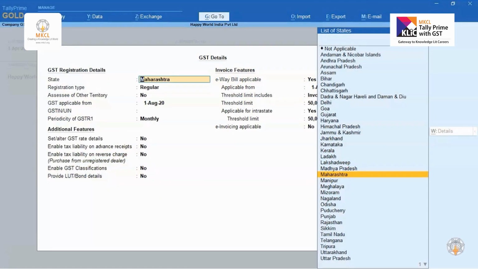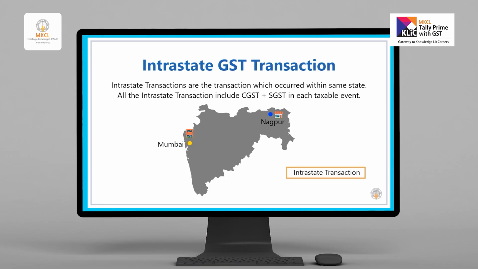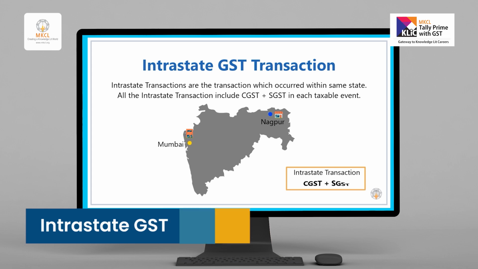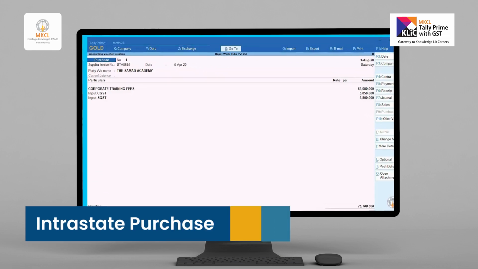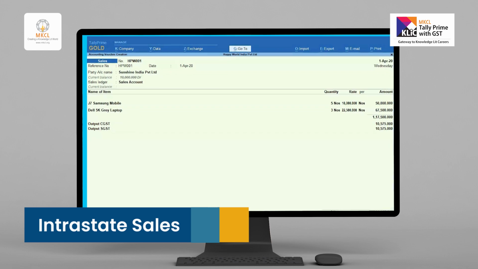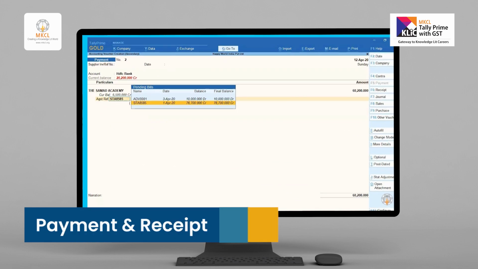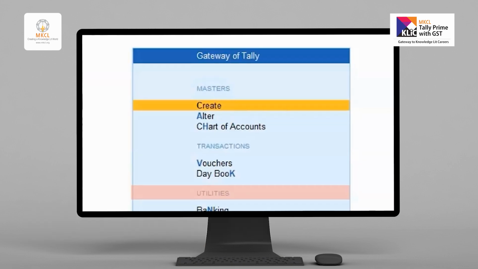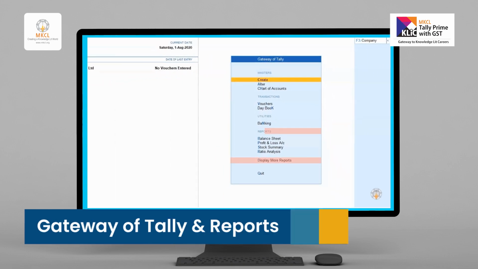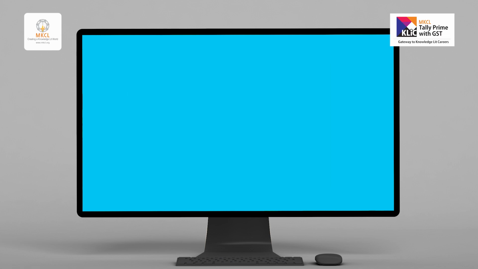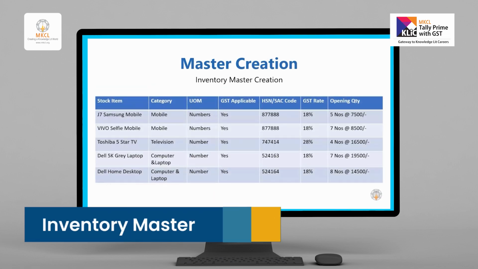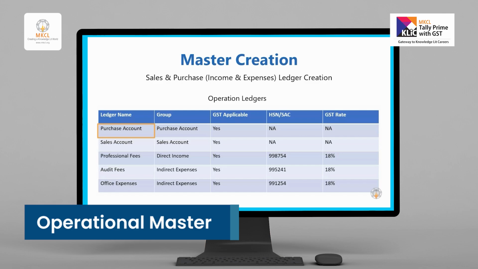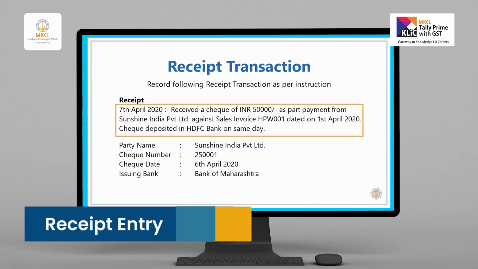You will know how to do interstate transactions such as intrastate GST transaction, intrastate purchase transaction, intrastate sales transaction, and payment and receipt transaction. You will manage the key menu options, gateway of Tally and reports. You will learn creating masters like Party Master, Inventory Master, GST Ledger, Operational Master, and Receipt Entry.